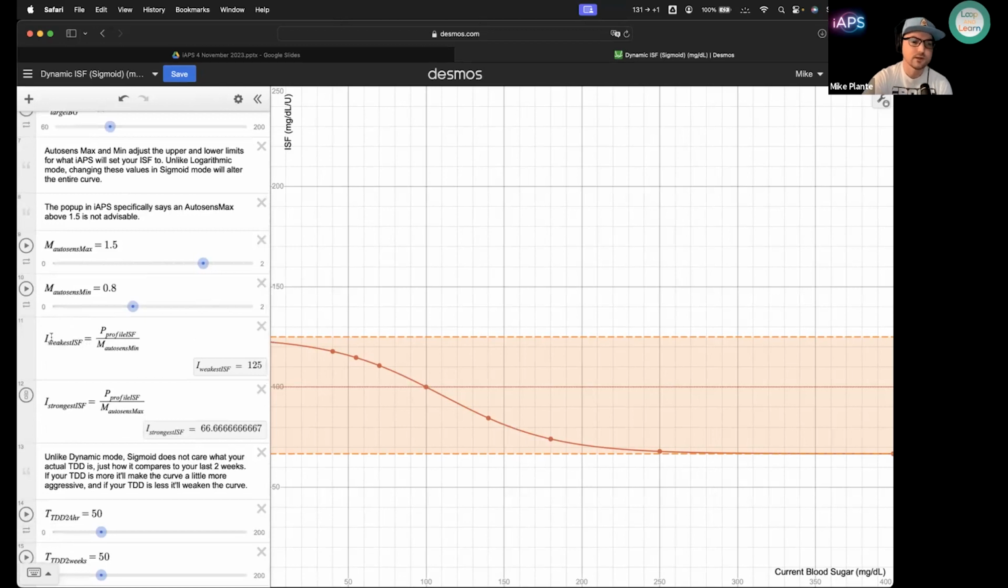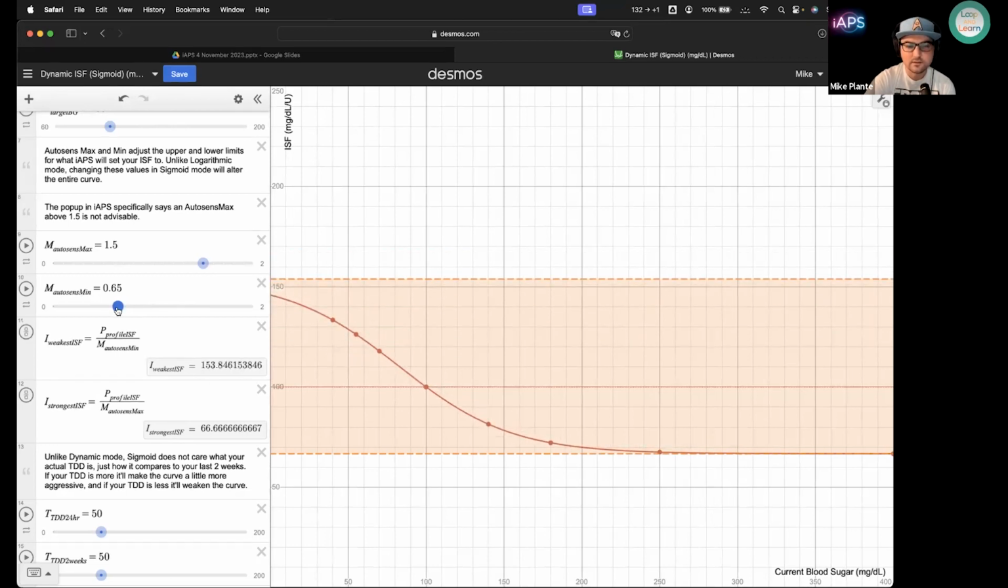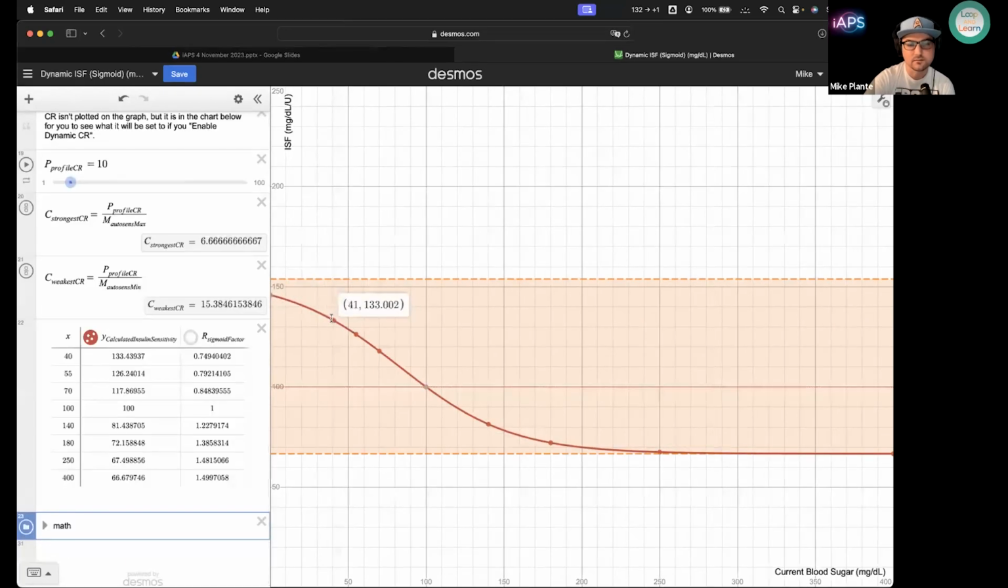It'll also, same as the logarithmic, show the weakest ISF and the strongest ISF in here. So as you adjust these, you can see the weakest that it's going to make it, the strongest that it's going to make it. Just keep in mind that it can only go to like 40 here. So realistically, your CGM is never going to be more than 40. So even if it's 40, your weakest is going to be 133, and it's not going to use any of these values because your CGM is never going to read any of these values anyway.